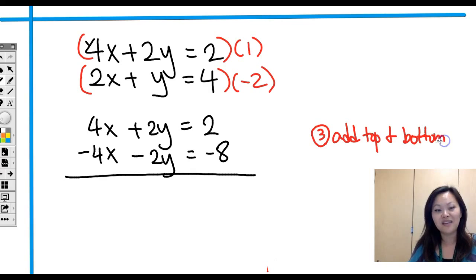And we're so ready to do that now because we multiplied everything by 1 and negative 2, right? So there you go. Add top and bottom, you get 0. Do you write the 0? No. At top and bottom, you get another 0.